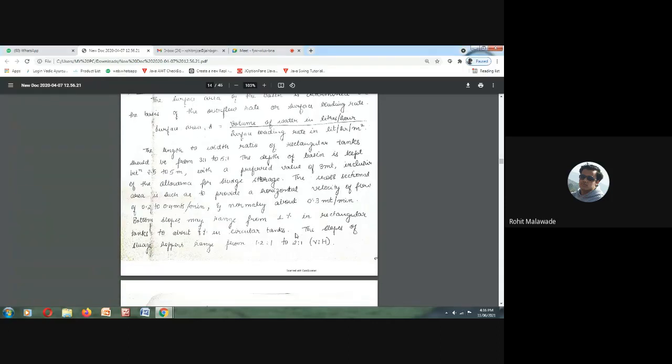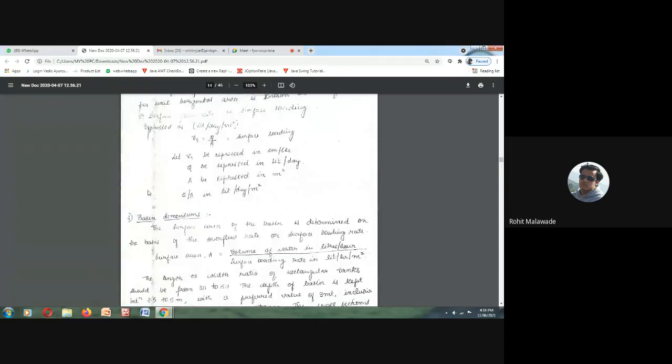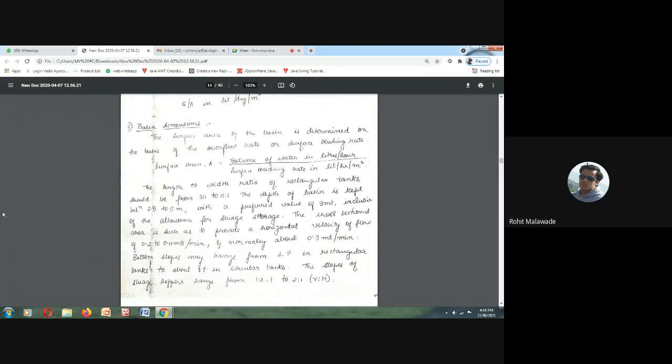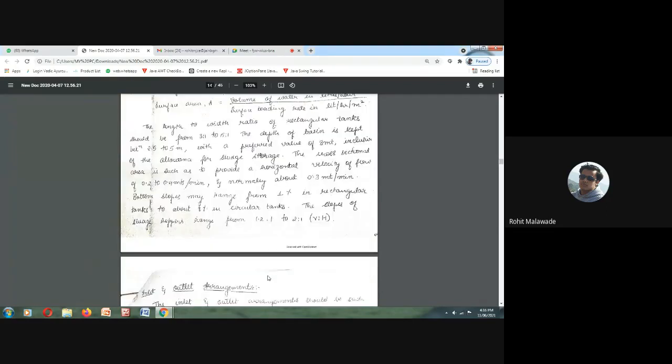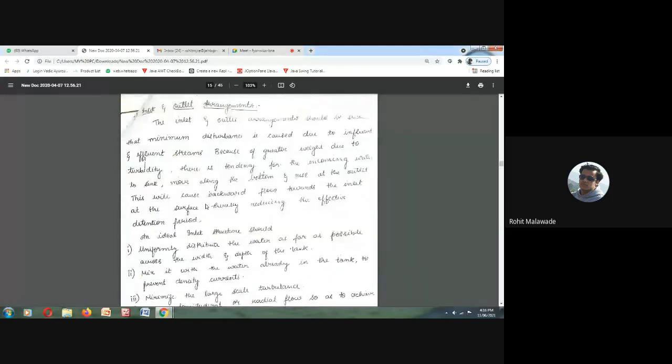So this is how your basin dimension should be. I have told that your depth should be around 2.5 to 5 meter. Normally, it will be around 3 meter depth, right? Your length should be 3 to 5 times your breadth. And there should be a bottom slope of 1% in your sedimentation tank.